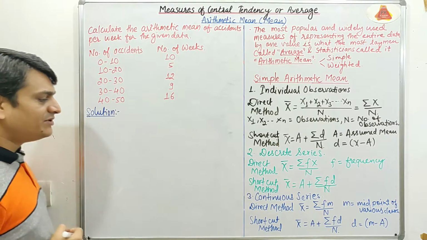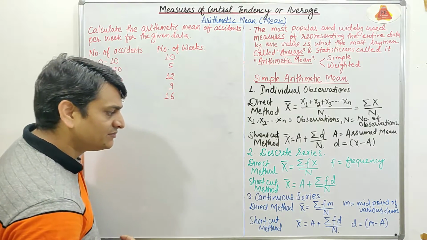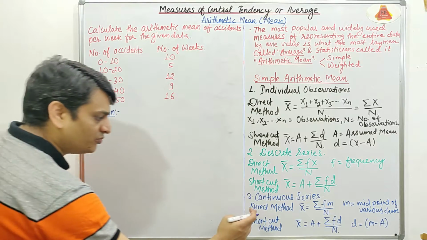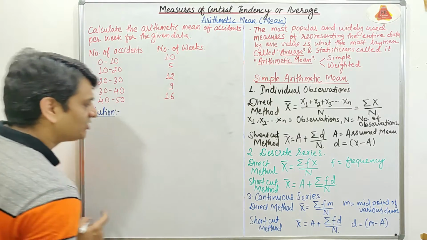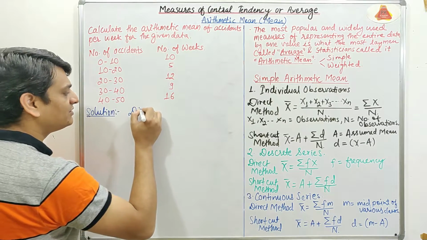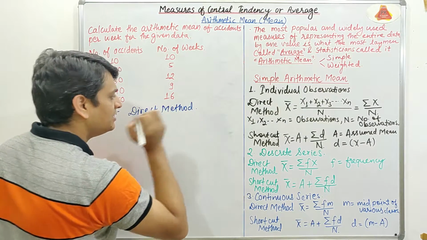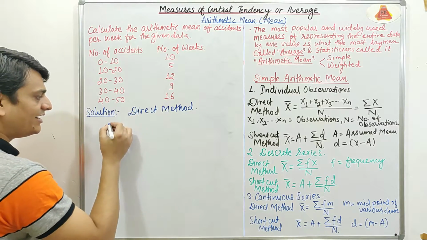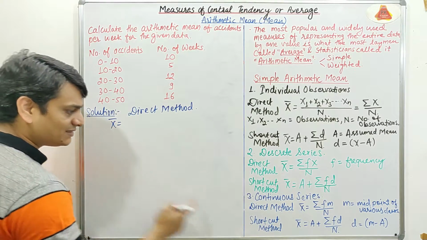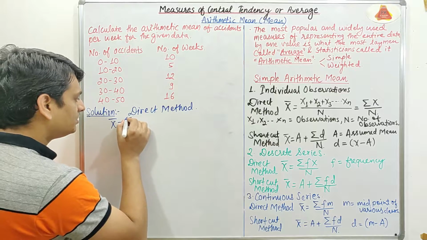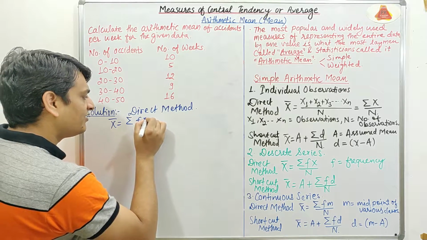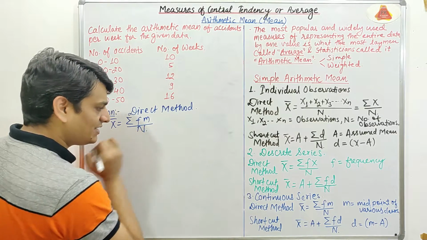This type of data is known as a continuous series and it can be solved by two methods, that is the direct method and the shortcut method. So coming to the first one, the direct method. As you know, the formula for the direct method is x bar is equal to summation fm divided by n.